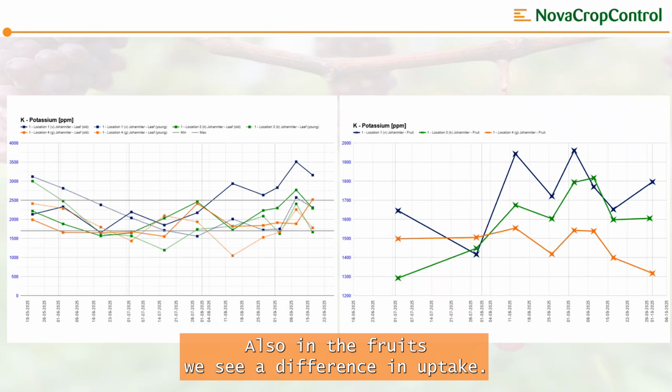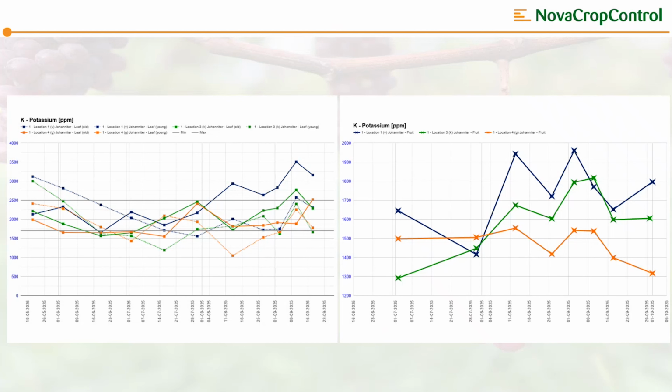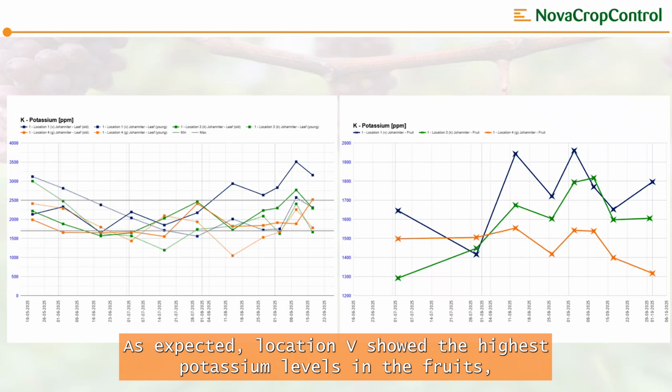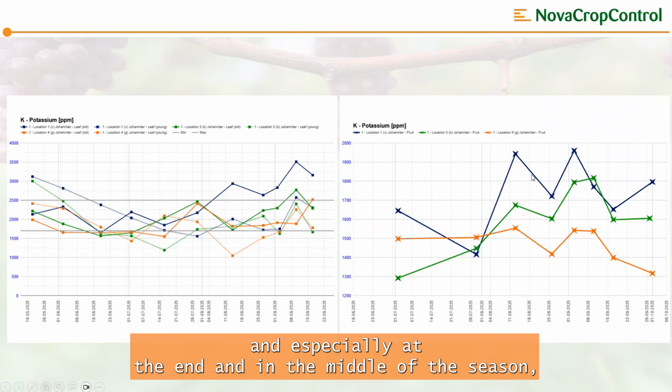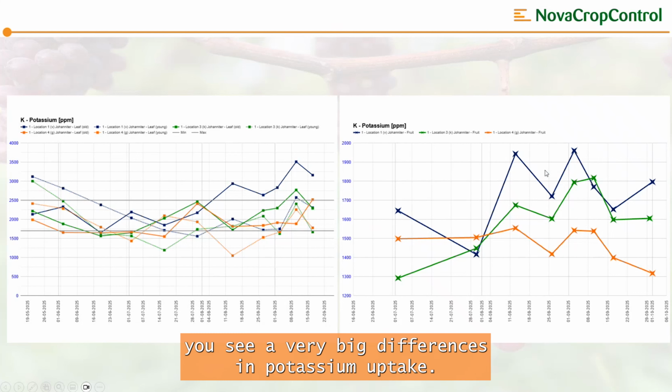Also in the fruits, we see a difference in uptake, as expected. Location V showed the highest potassium levels in the fruits, and especially at the end and in the middle of the season, you see already big differences in potassium uptake.